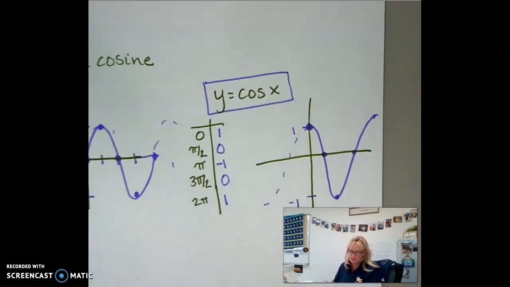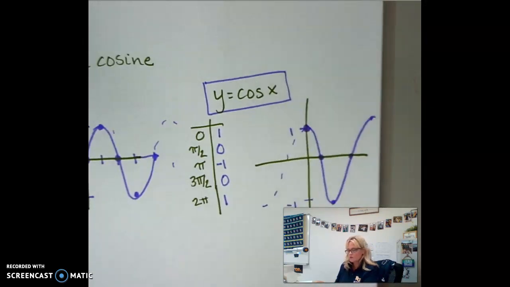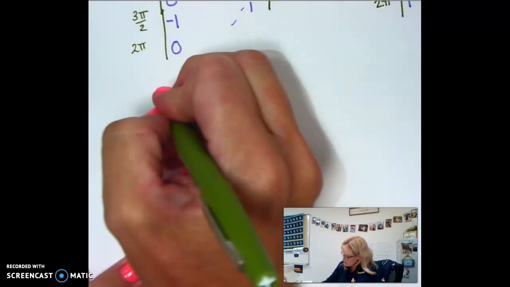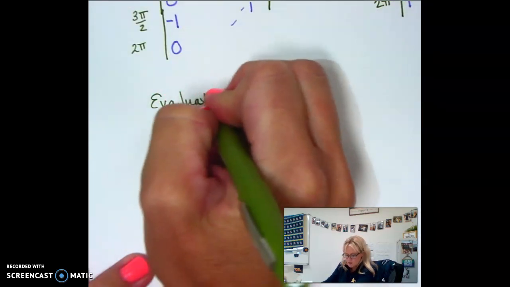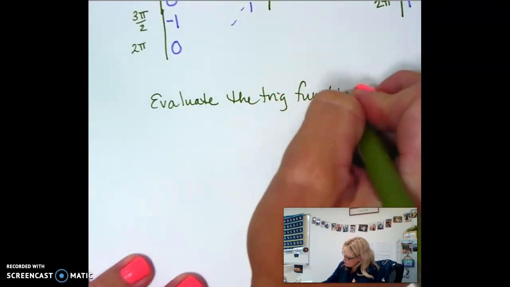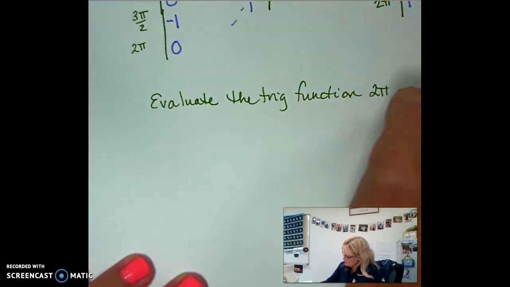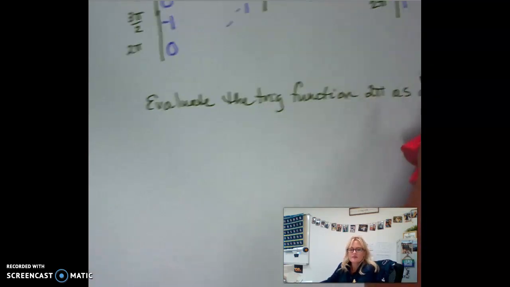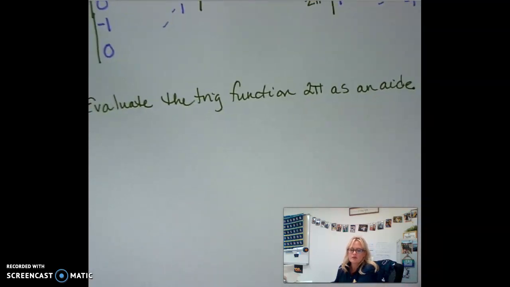So today we are going to talk about evaluating trig functions using its period of 2 pi as an aid. Well, when is the circle done? At 2 pi. So if we evaluate the trig function using 2 pi as an aid, basically what we're doing is keeping these as positive and negative coterminal angles.